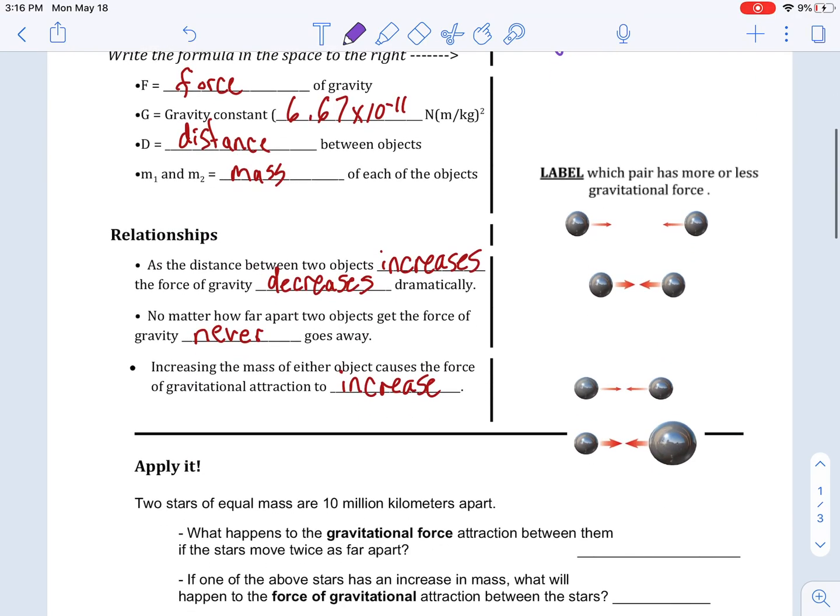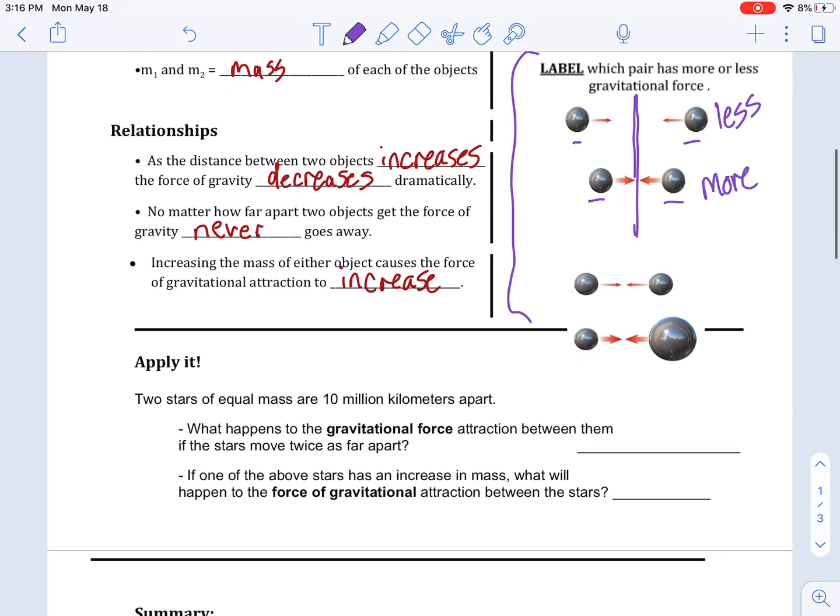Okay? So, the first thing that we want to take a look at is this part here. It says label which pair has more or less gravitational force. Now, I see that these all look like they have the same mass, just they're the same size, so I'm going to assume that they're the same mass. But what's different between these is the distance between those two objects. This first pair is much farther apart, so it's going to have a less attractive force. The second pair is going to have more attraction of gravity.